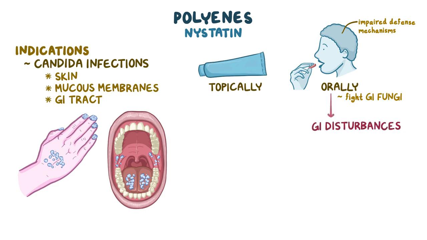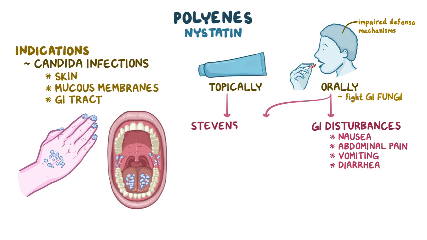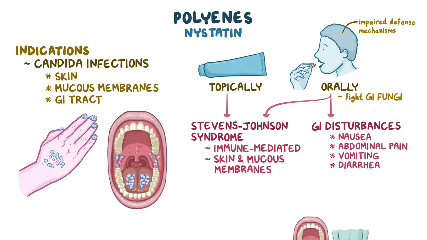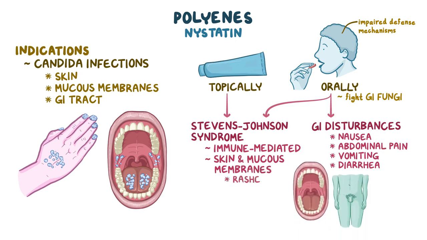Side effects for the oral form include gastrointestinal disturbances like nausea, abdominal pain, vomiting, and diarrhea. Both the oral and the topical form can cause hypersensitivity reactions like Stevens-Johnson syndrome, which is a dangerous immune-mediated condition that affects the skin and mucous membranes, like the mouth and genitals, and also rashes, itching, and burning.